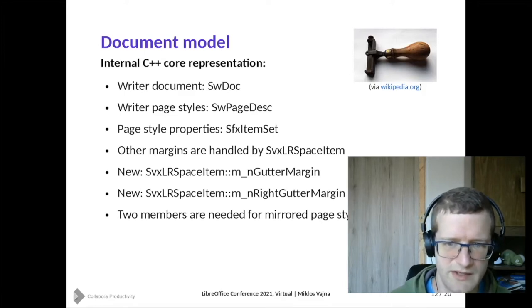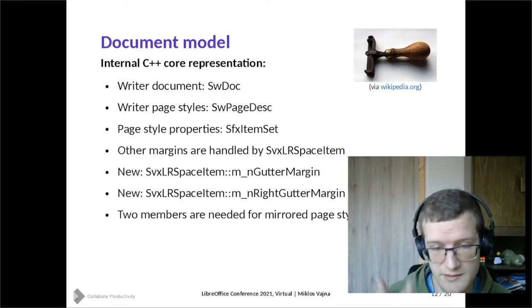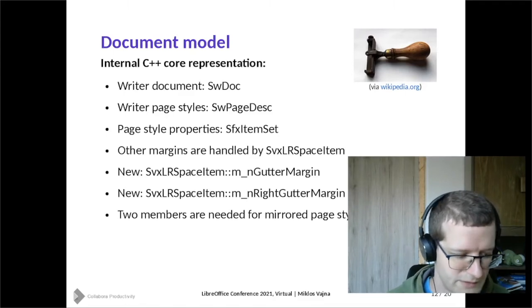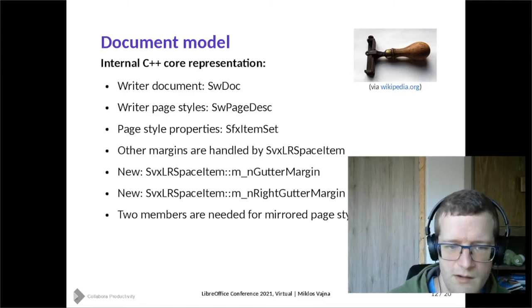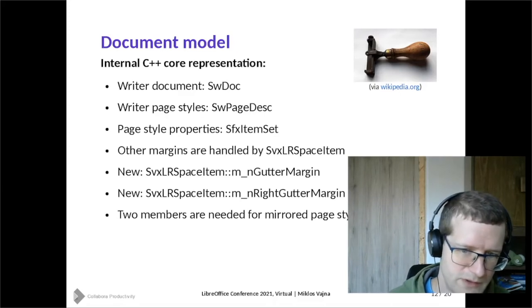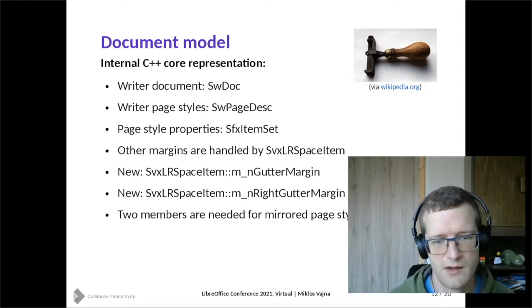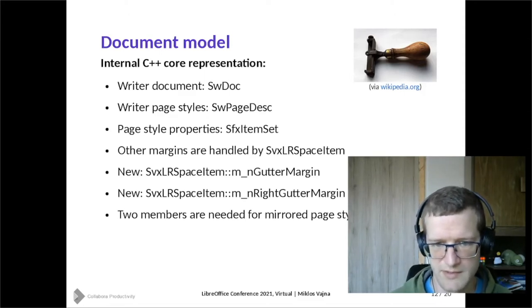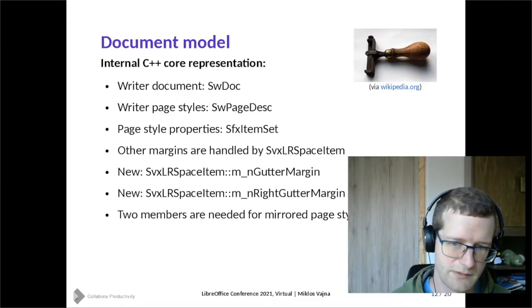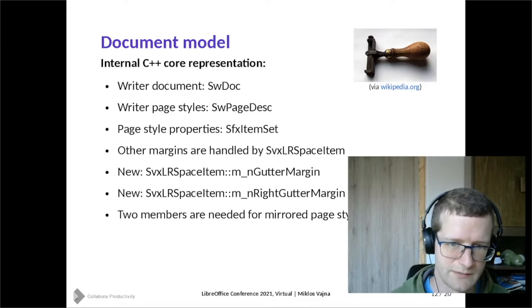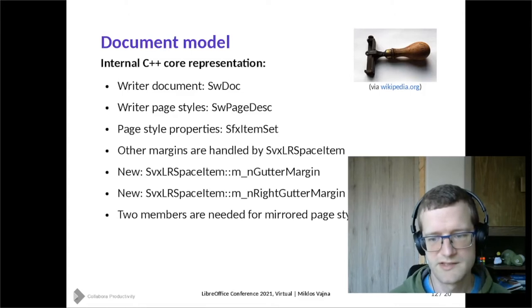As part of that, we have a pool item called LeftRightSpaceItem, and that one has members for left margin, right margin, top margin, bottom margin, and so on. That class now gained two new members, the gutter margin, and we have a dedicated right gutter margin. These two members are needed because when we have a mirrored page layout, we will generate dedicated page styles internally for left and right pages. This is to help the layout.